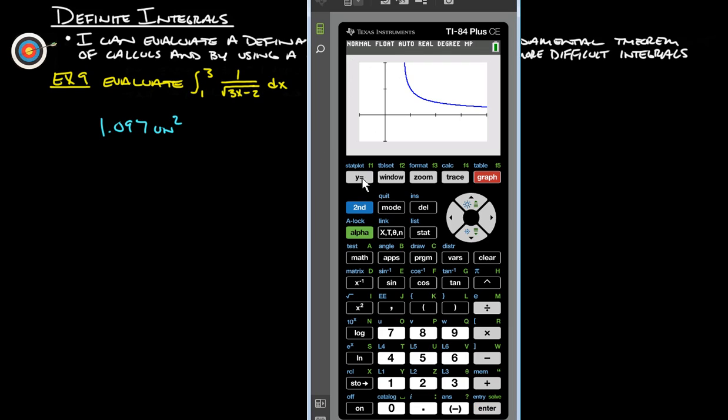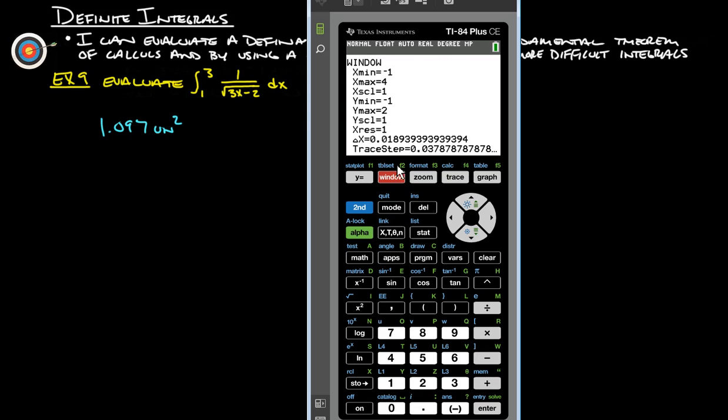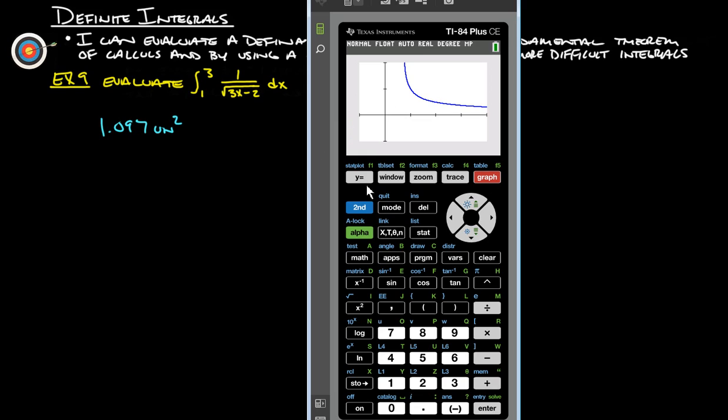Okay, so really quick, here's my y equals. Graphed it, changed my window to -1. You can read there. So I changed my window just to make it look kind of pretty here. And then again, we're going to do second trace, and we're going to do number 7 here. Our integration here, lower limit, we want 1. So that's what it tells us. Upper limit is 3. And we enter that, and it's going to shade everything in and tell us our area. Okay, and there's our shaded area, and there's our 1.097, which is exactly what we got on the graphing calculator.